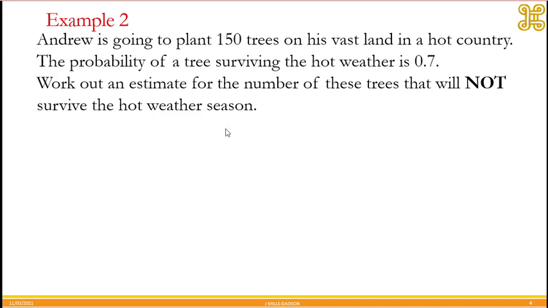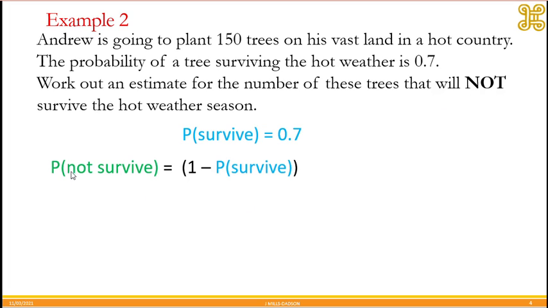Okay, so from here, we are supposed to work out the trees that will not survive out of 150 if the probability of a tree surviving is 0.7. Now, you know the probability of surviving is 0.7. We are looking at not surviving. So you can work out the probability of not surviving by doing 1 minus the probability of it surviving. So that gives us 0.3.